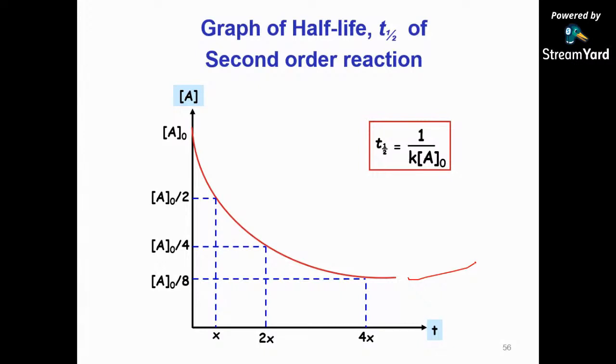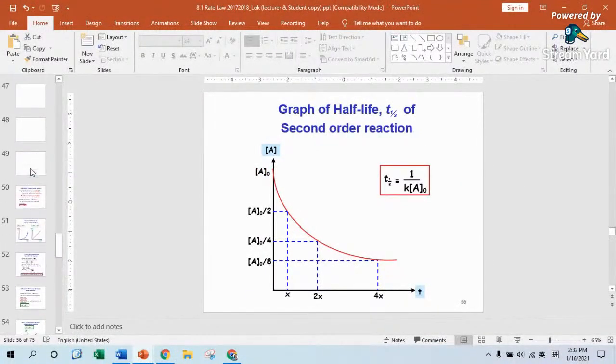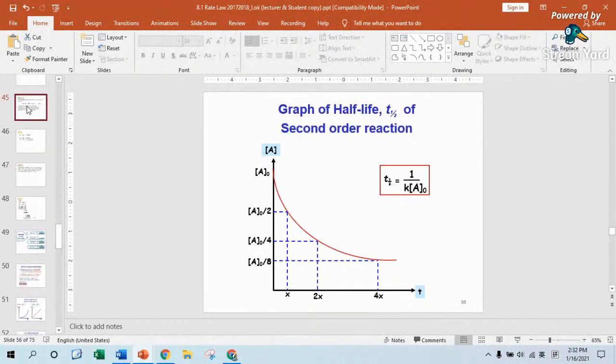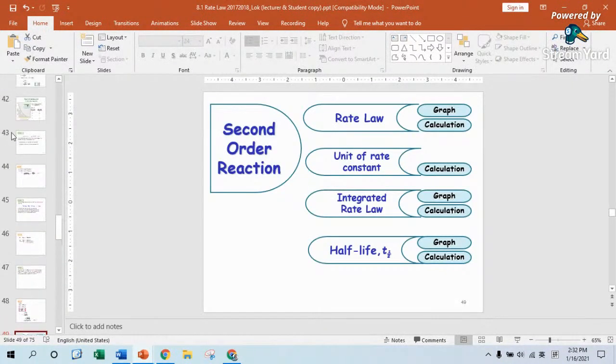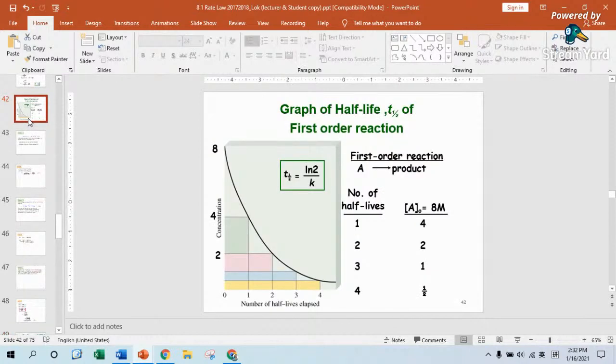Before I proceed, everyone, please observe the half-life graph for first order and second order. So this is the half-life graph for second order, and this is the half-life graph for first order. What is the difference? I give you around 1 to 2 minutes to think. What is the difference between the first order reaction half-life graph and the second order reaction half-life graph?